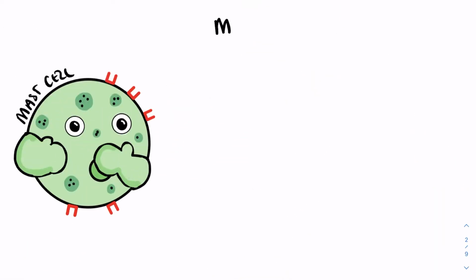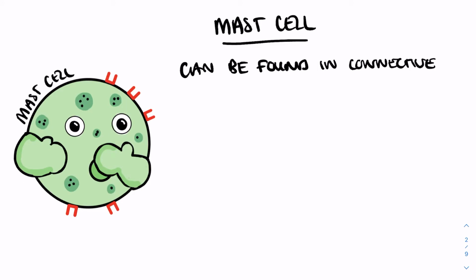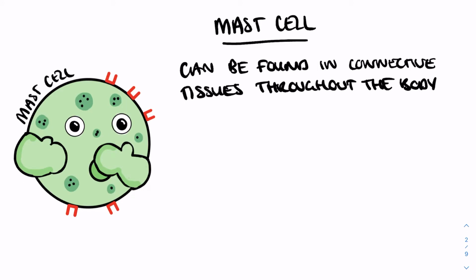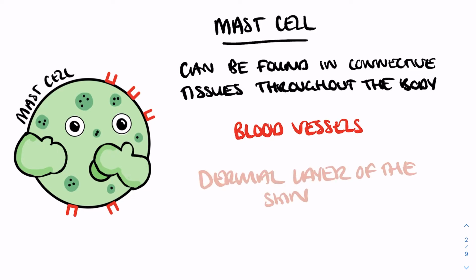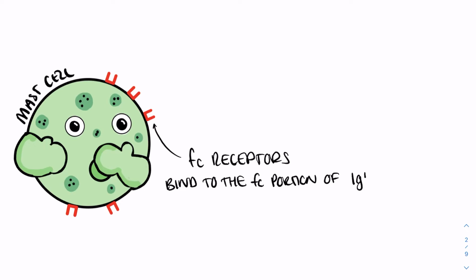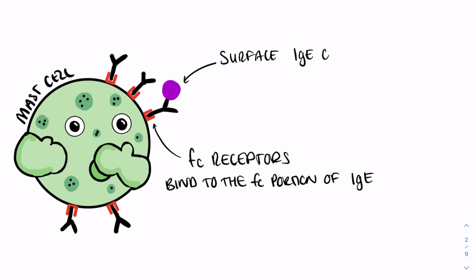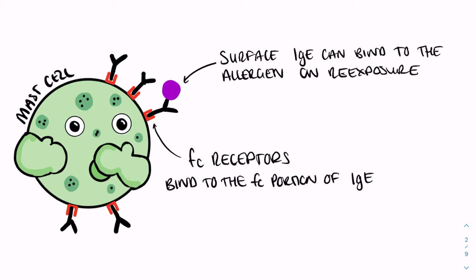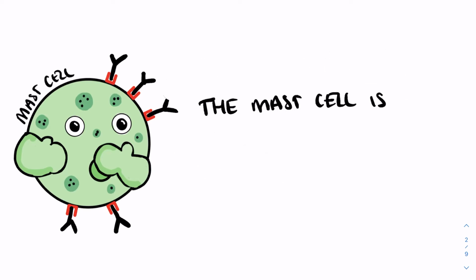Another important cell is the mast cell. These can be found in connective tissues throughout the body, including blood vessels and the dermal layer of the skin. The cell membranes of mast cells contain a receptor for the fragment crystallizable region. These bind to the fragment crystallizable region of IgE. The surface-bound IgE can now bind to the allergen on subsequent re-exposure. Following this, the mast cell is now sensitized.